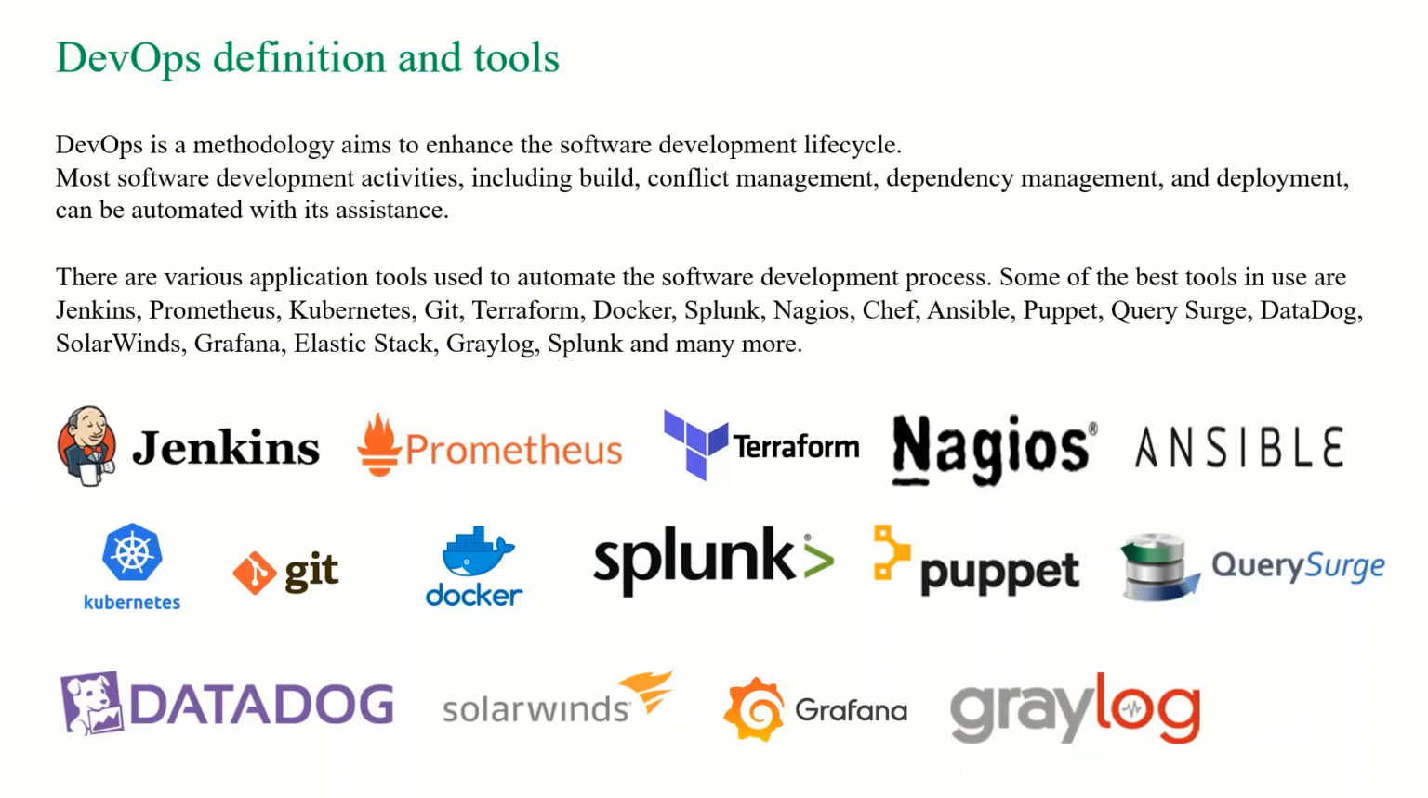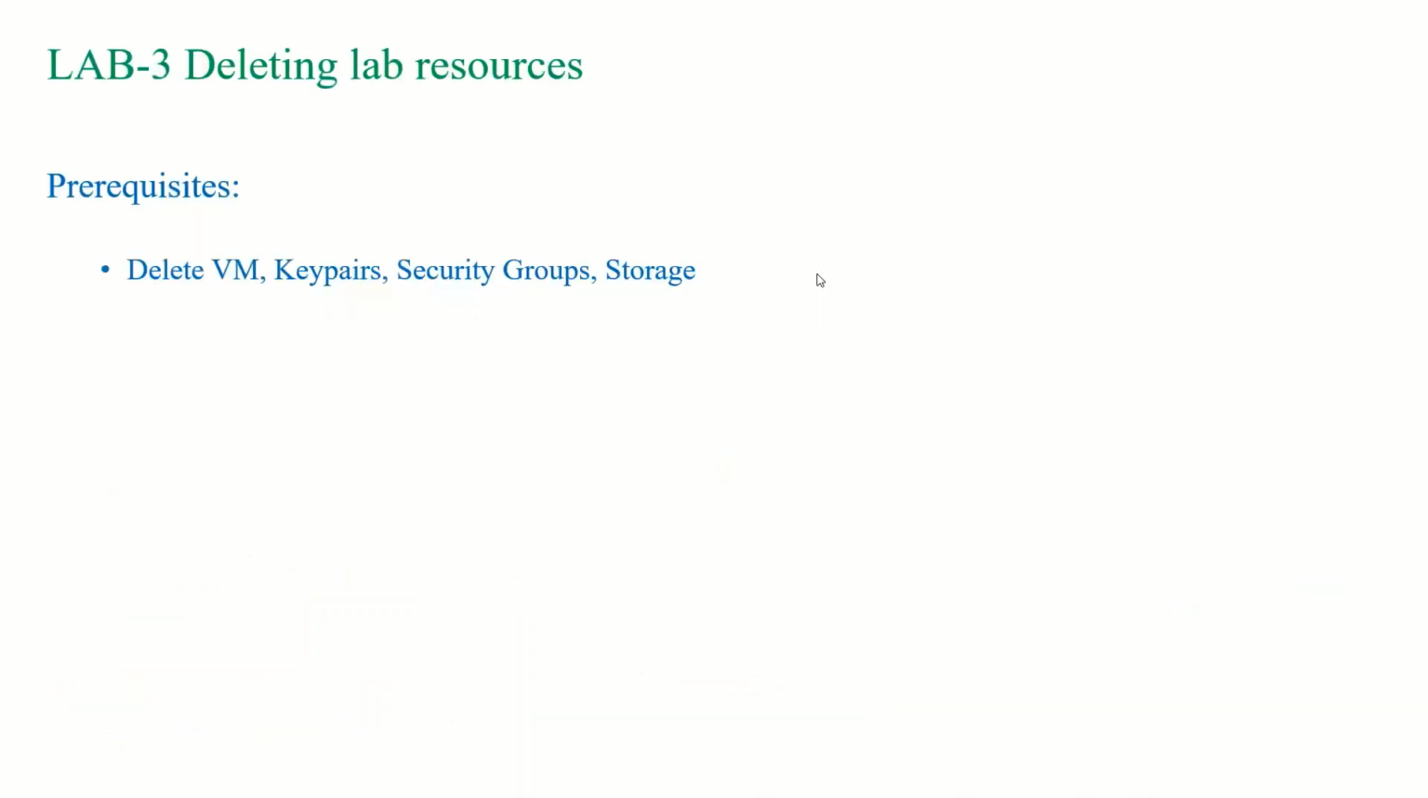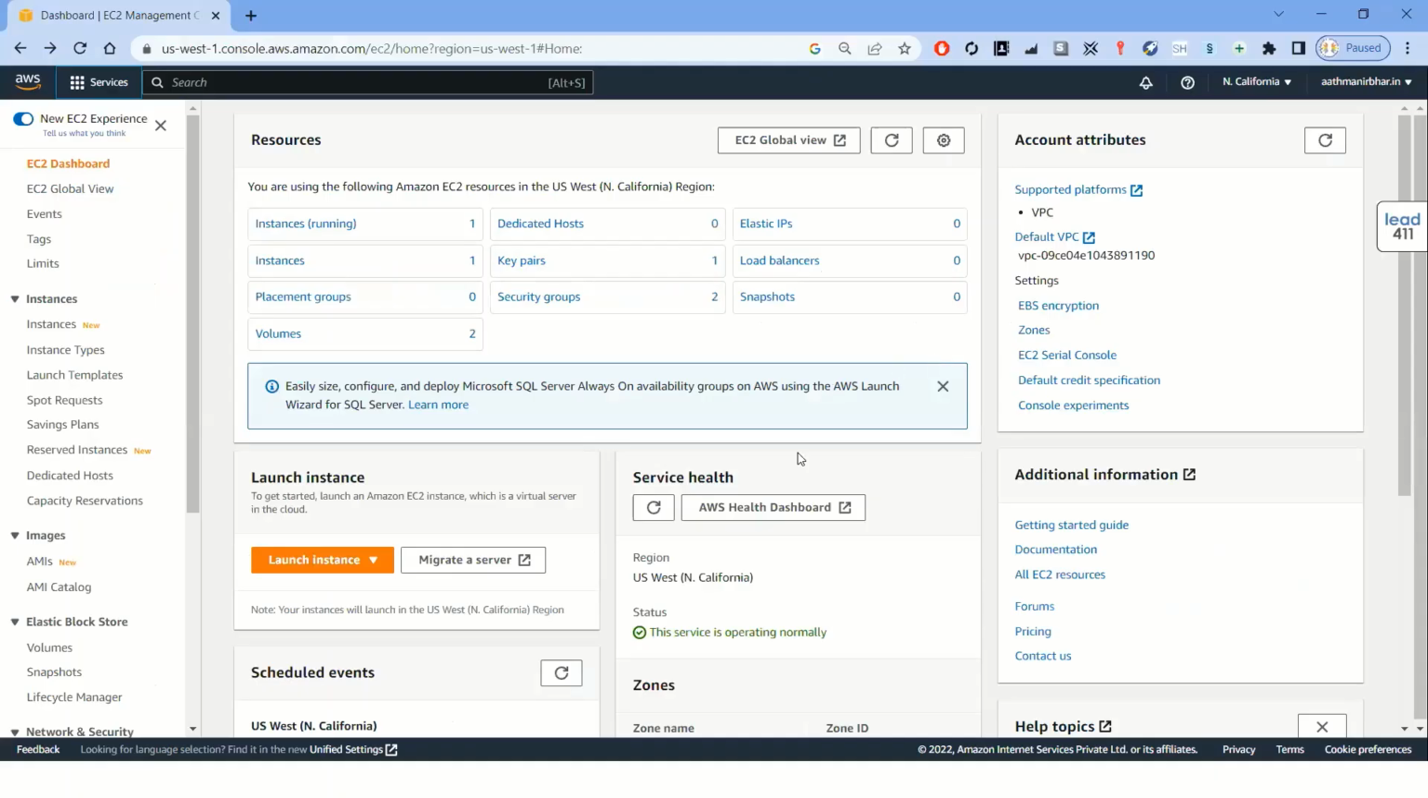So with this, we have reached the end of our class. In today's class, we'll perform one more last lab exercise, that is deleting the lab resources, whatever we have created. Why is it important? It is important because if you leave it, the free tier usage, whatever you have, 750 hours of free usage available every month, gets exhausted.